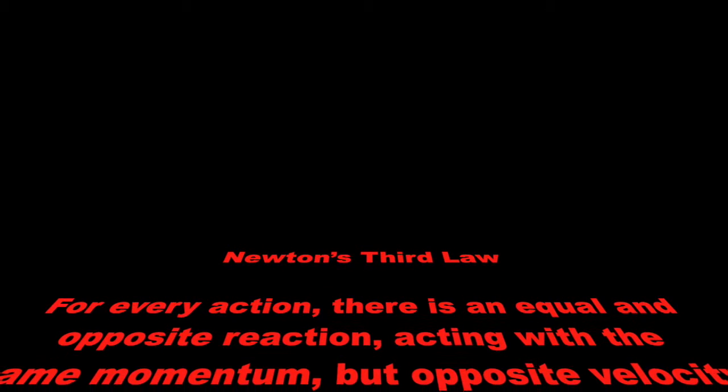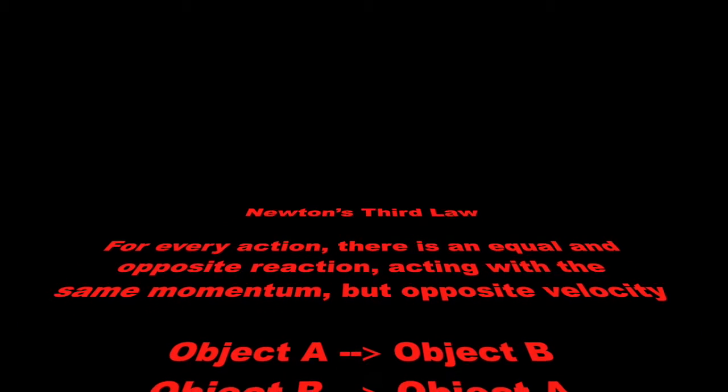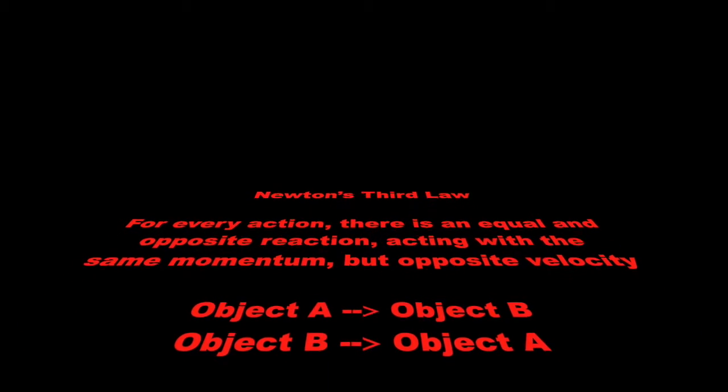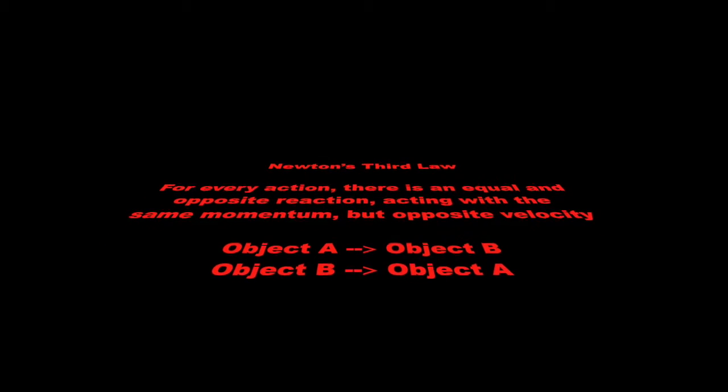Newton's third law states that for every action, there is an equal and opposite reaction, with this reaction having the same momentum and opposite velocity. If object A exerts a force on object B, object B will exert an equal force on object A. I will show you an example of how this applies with a basketball.